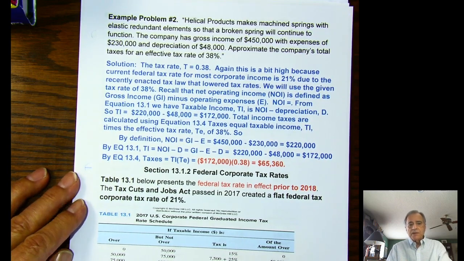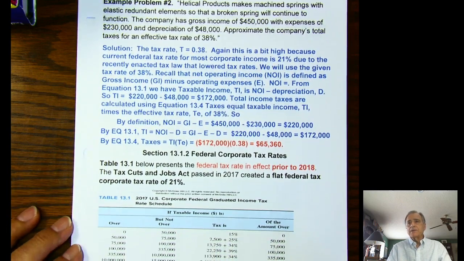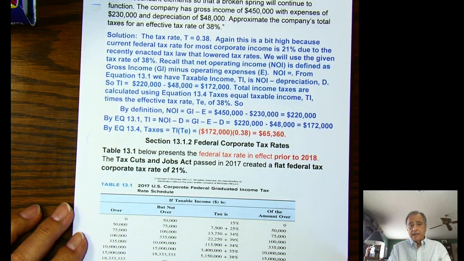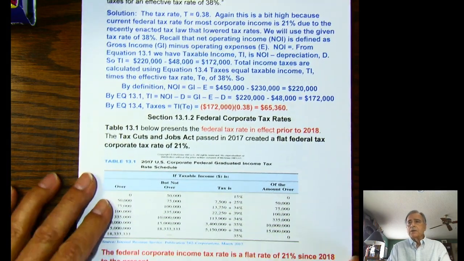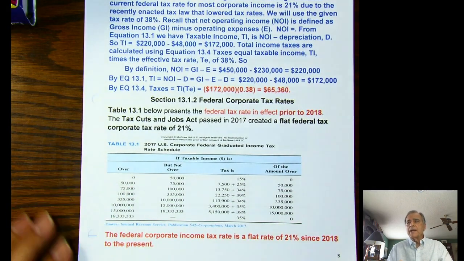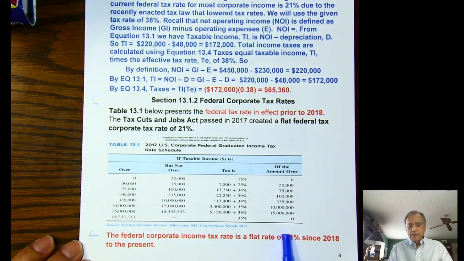On a test question, I would give you the tax rate most likely, or ask you to calculate it based on known factors. So the federal corporate tax rate is a flat 21% since 2018 to the present.